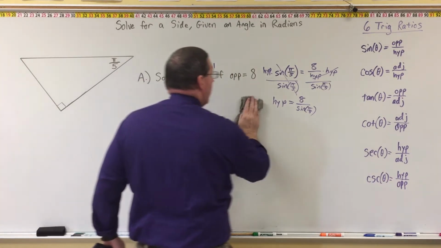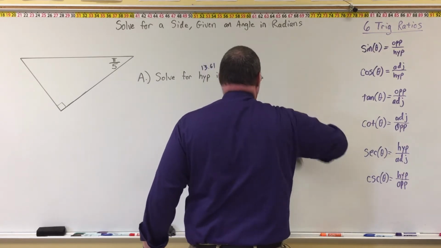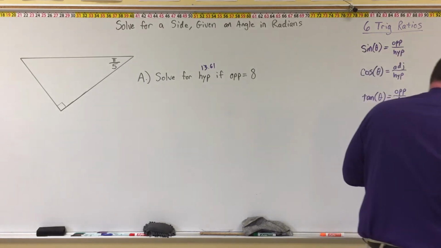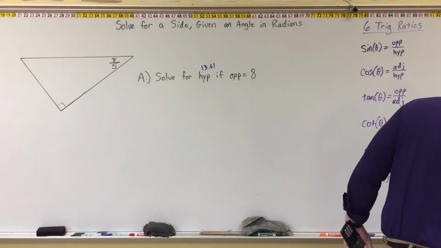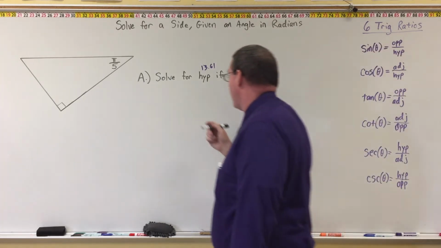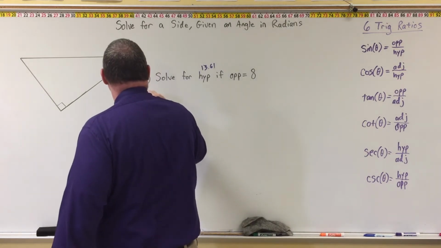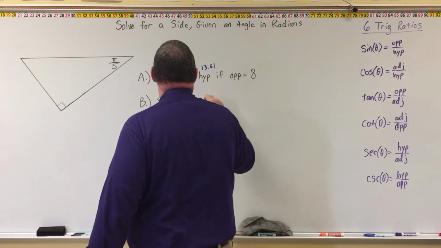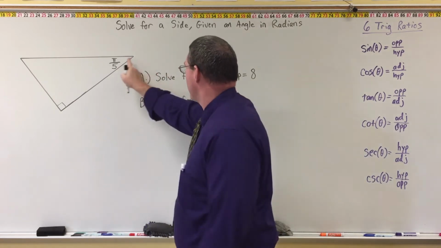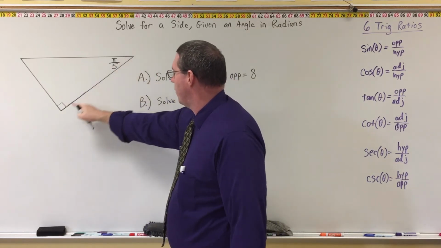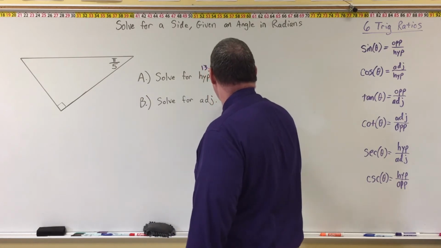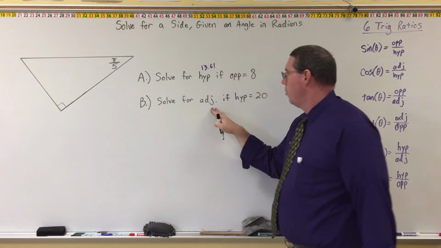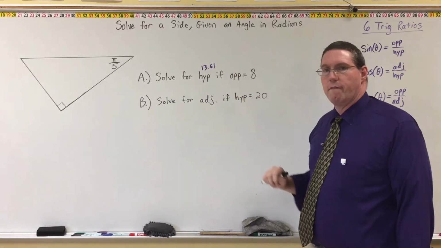Okay? All right, let's do a couple more examples. I'm going to want you to pause the video and try it yourself. Let's solve for the adjacent side if the hypotenuse is 20. Solve for the adjacent side, that's this one right here, adjacent to the pi over 5, if the hypotenuse is equal to 20. Why don't you pause the video and you try to solve this, and then I'll do it.